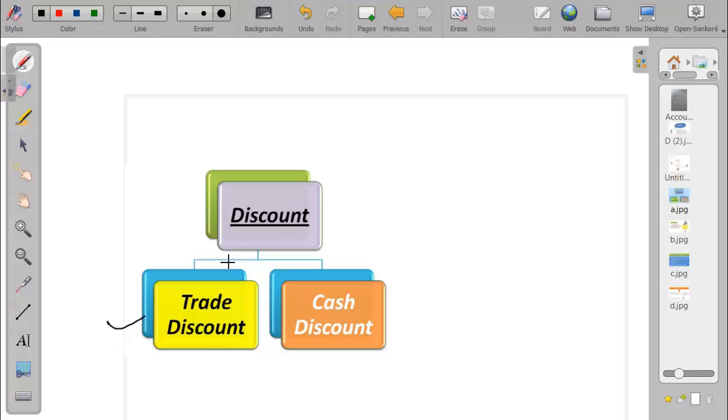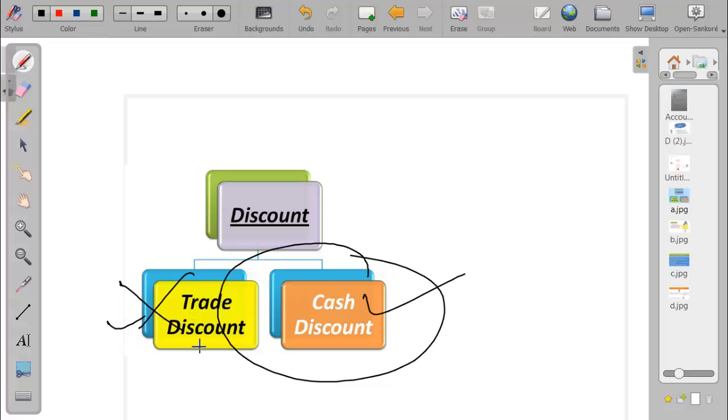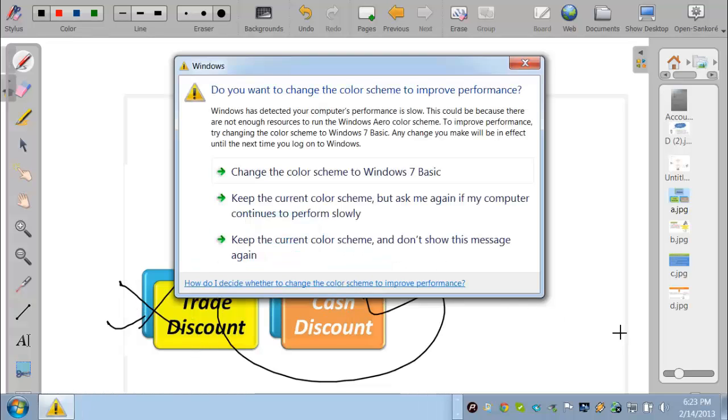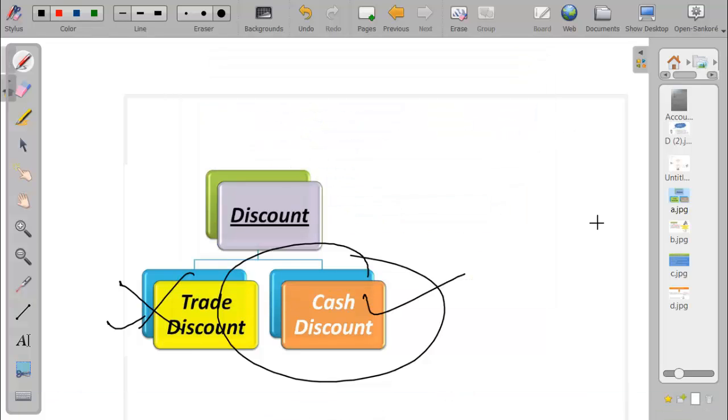And cash discount, I explained the purpose of cash discount, why we offer cash discount. Just to encourage early payment. Yes, this is the purpose. Getting my point? And we will record the cash discount. In the entry we will record the cash discount. Trade discount we do not record, but cash discount we record. Okay? So this is today's discussion.